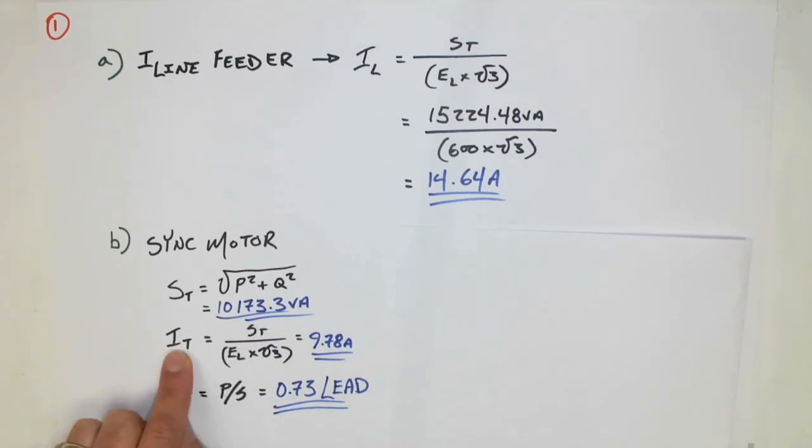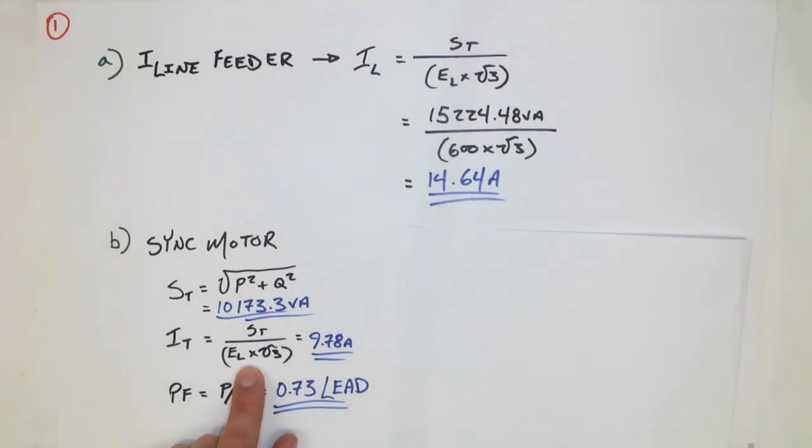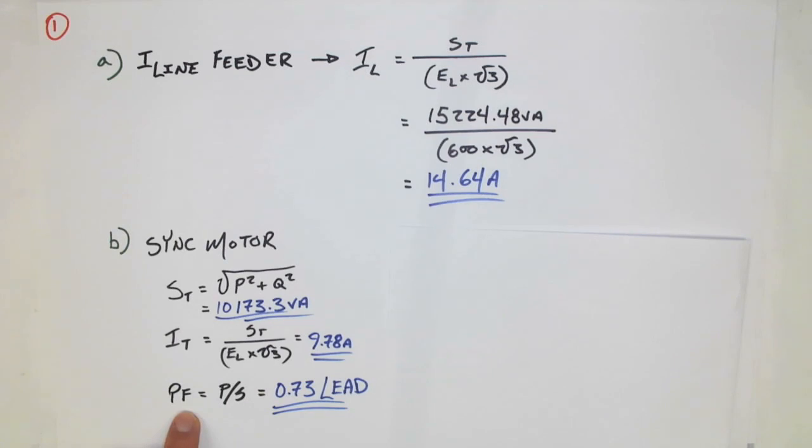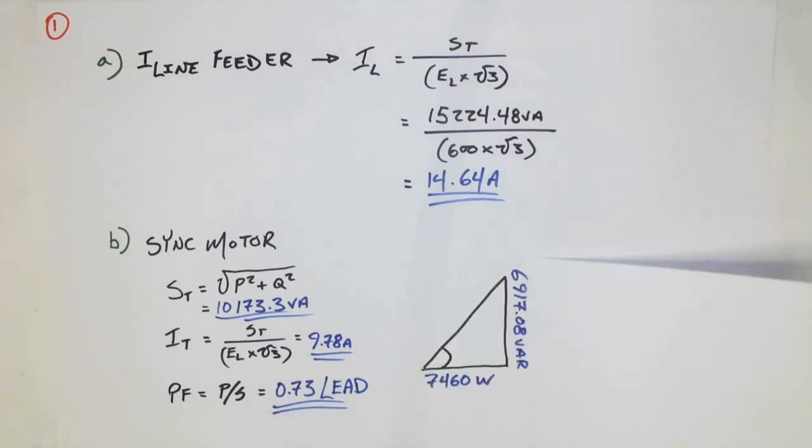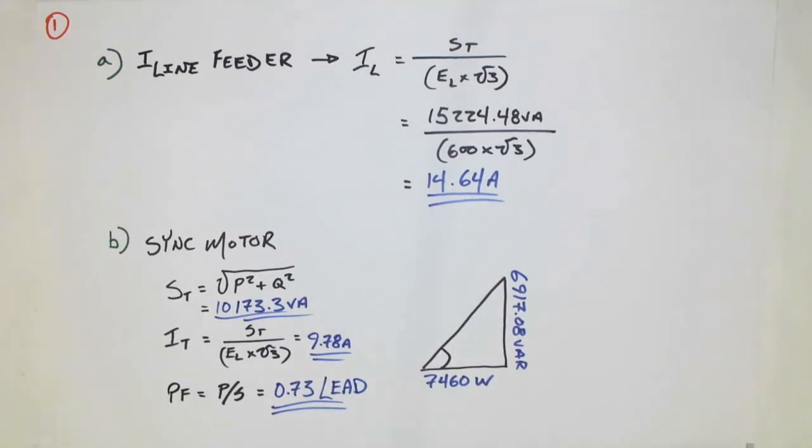The total current of my synchronous motor using my three-phase formula gives me 9.78 amps. And finally, the power factor of the synchronous motor is 0.73 lead. I utilize this information to assist as I'm going through the calculations to ensure that I've got the right numbers in the right places.